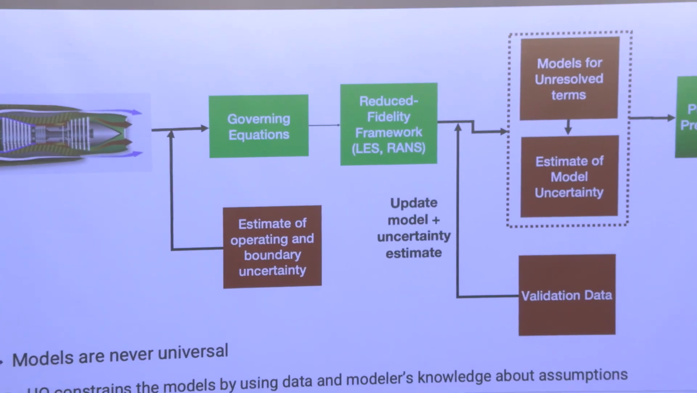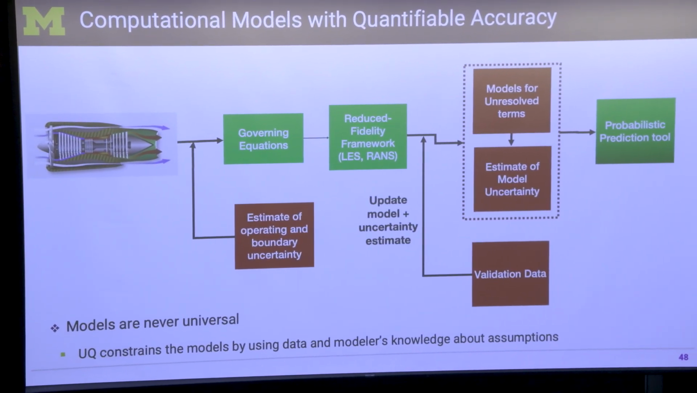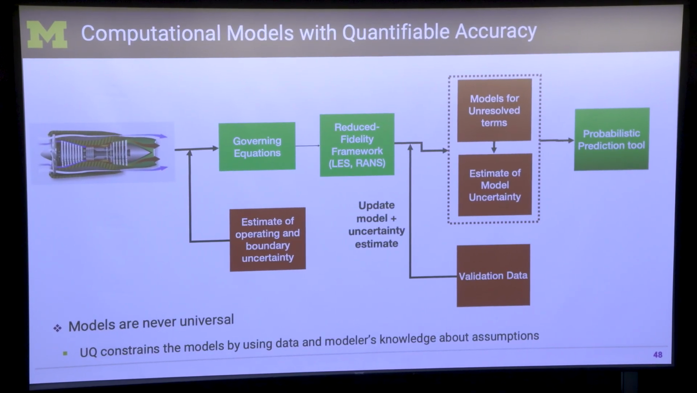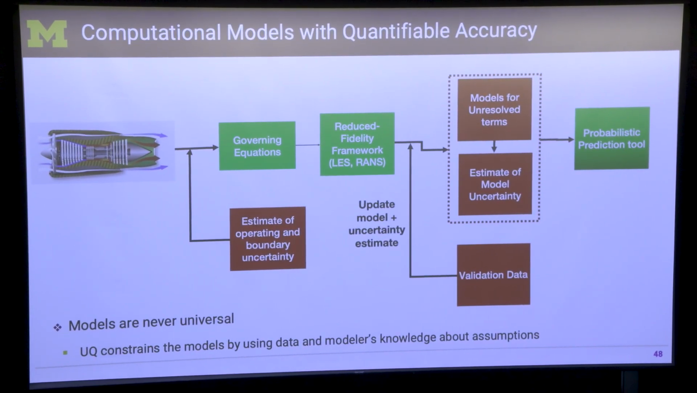So instead, what changed was building models with quantifiable accuracy. What you do is you take the governing equations, same as before. You also know that there are uncertainties in boundary conditions. You feed that into the equation and take that into consideration. You do the same reduced fidelity model, but you see that block has changed now. You have models for unresolved terms, but you also say how much error you are incurring by using that model, which is a very difficult question to answer. Coming up with that estimate of how wrong your model is is very difficult.